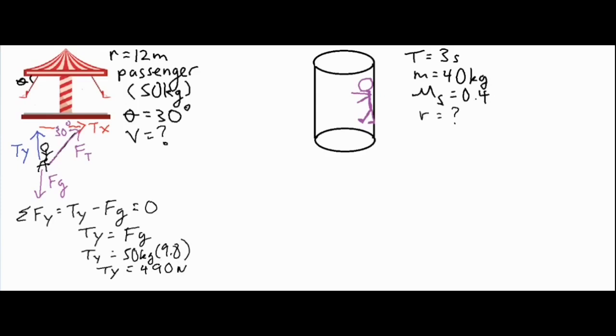Now, why is that significant? Because we didn't have any part of this triangle. We didn't have the Tx, Ty, or the Ft. And once you have one angle and one part of the triangle, then you go ahead and use some trig to solve for the other parts of the triangle.